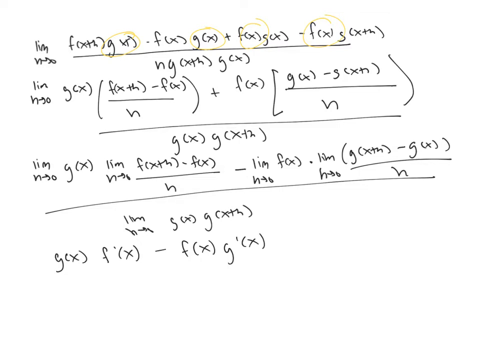And then now let's look at what happens to the denominator. The limit as h goes to 0 of g of x is just g of x. And then the limit as h goes to 0 of g of x plus h is also g of x. So my denominator is g of x times g of x, which is g of x squared in the denominator.